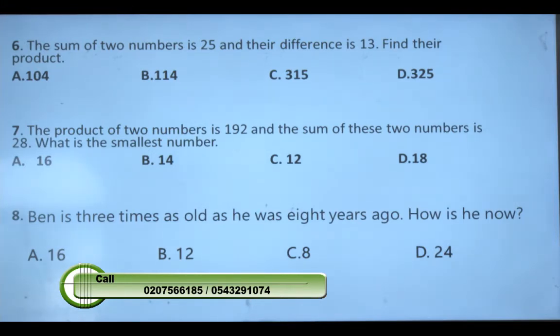This number 4 is C. Okay, 4 is already there. I'm waiting for 6, 7, 8. Number 5 is B. Okay, B is still there. Eugene, are you done with question 6, 7, 8? If you are done, please, I want to hear your answers. The sum of two numbers 25, their difference is 13.